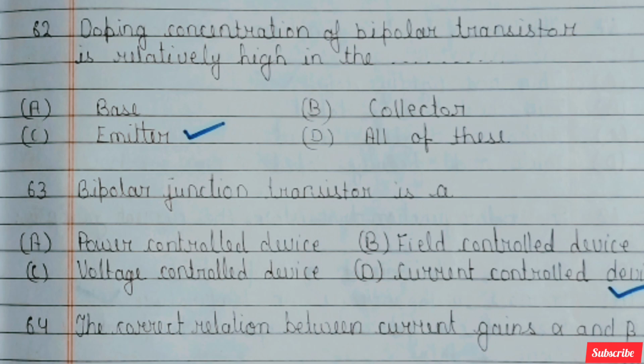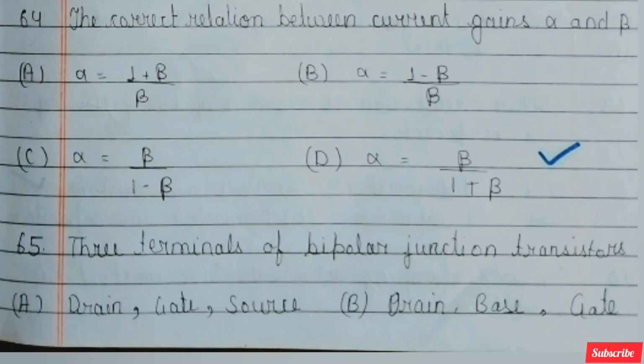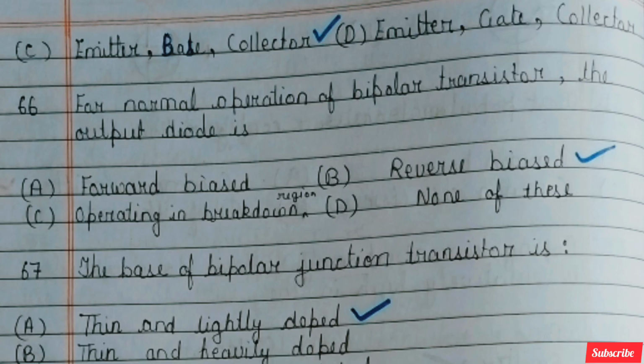Option C is right. Bipolar junction transistor is a. Option D is right. Current control device. Next question, the correct relation between current gains alpha and beta. Option D is right. Next question, 3 terminals of bipolar junction transistor are. Option C is right. Emitter, base and collector.